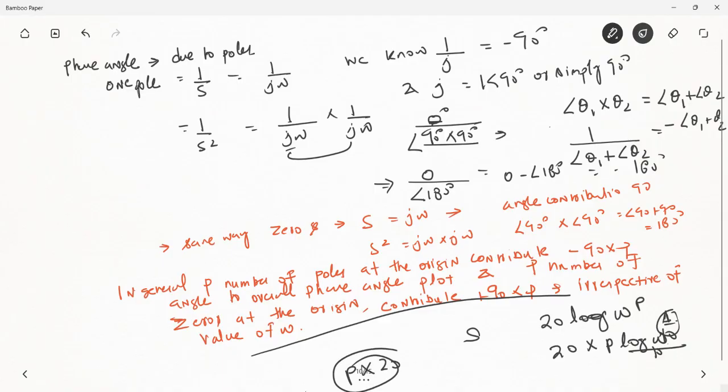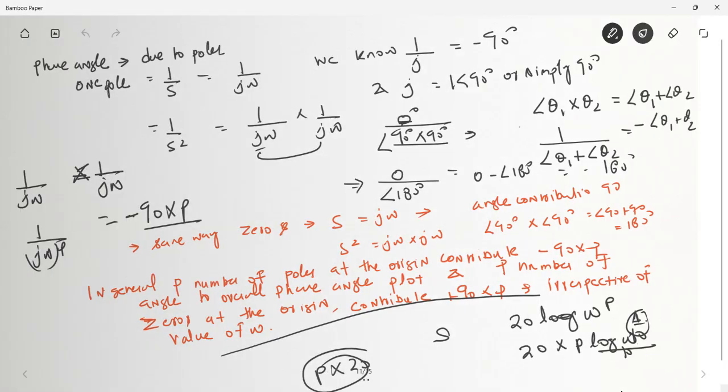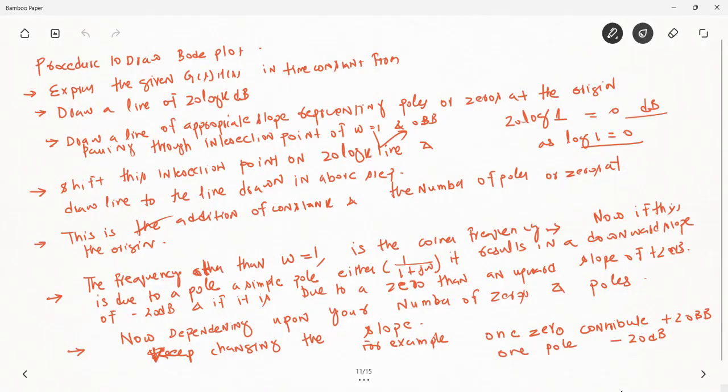And in the same way, as far as the angle is concerned, for the pole it is 1 by j omega, right? The more number of j's you have, if you do 1 by j omega to the power p, it will contribute minus 90 into p. That is the angle contribution. A zero will contribute plus 90 into the number of zeros available.